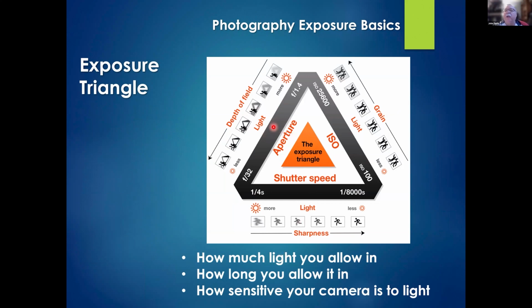Starting with aperture. Aperture is the opening size in your camera. It's how much light comes into the lens when you press the shutter down. Shutter speed is how long that shutter's open to allow the light to strike your sensor. ISO is how sensitive your camera is to light. So these 3 things work together to create our exposure.